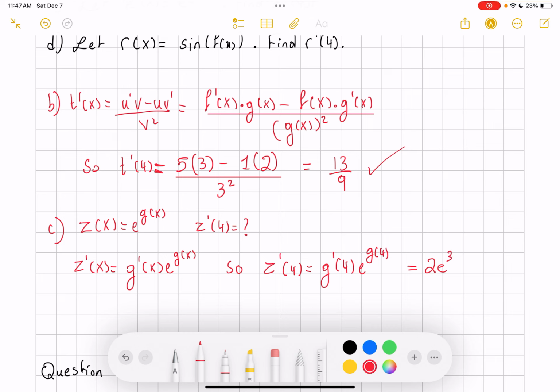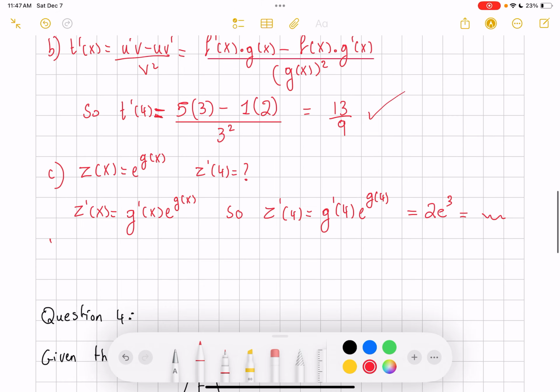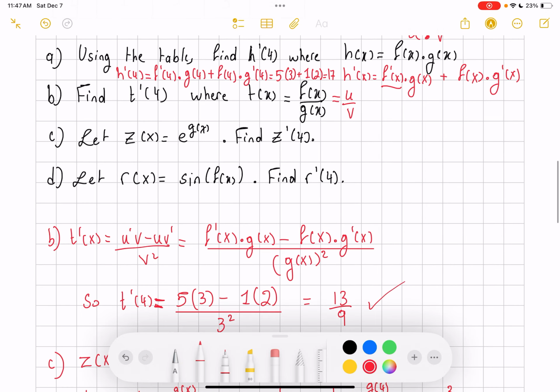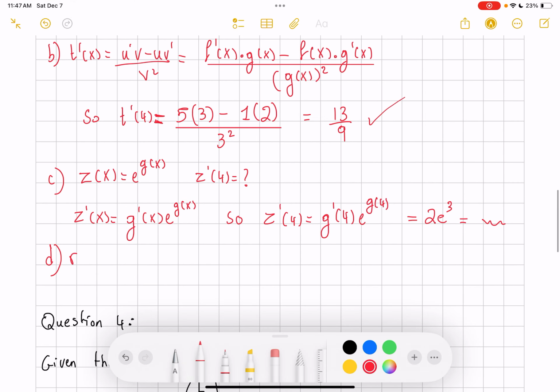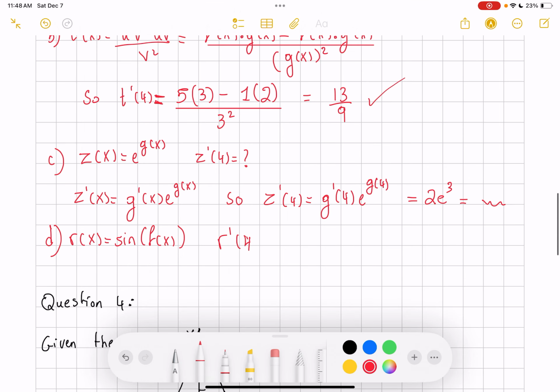You can keep your answer like this, or if you plug it in on a calculator and then you just write it as a decimal number, also fine. Part D, r of x is equal to sine f of x, and they want me to find r prime of 4.